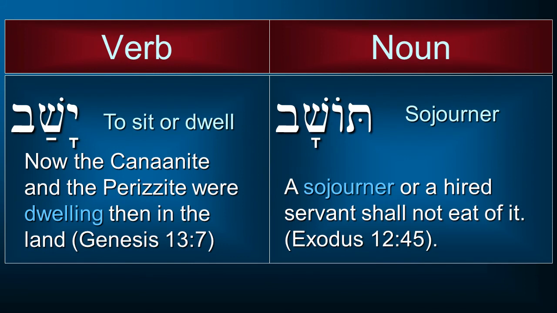Here are another two terms that are related. Yashav is to sit or to dwell. We saw that in Genesis chapter 13, verse 7, where Abraham gets into the land, and the Canaanite and the Perizzite were sitting, they were dwelling in the land. In other words, Abraham comes into the land that God's going to give him, and it's already occupied. And so he becomes a toshav. A toshav is a sojourner. Exodus chapter 12, verse 45, where we're told that a sojourner or a servant shall not eat of the Passover.